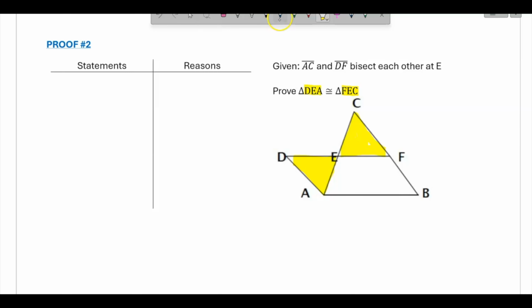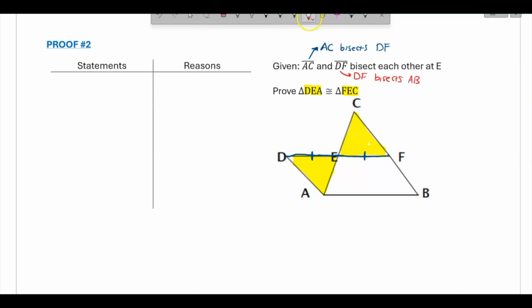Now, what we have here is something interesting. We have that AC and DF bisect each other, which means they are each the bisector of one another. So this is essentially saying that AC bisects DF, and then alternatively, it says that DF bisects AC. So let's fill that in. If the first statement, AC bisects DF, that means that the length of DE and the length of EF must be the same. So let's fill that in blue.